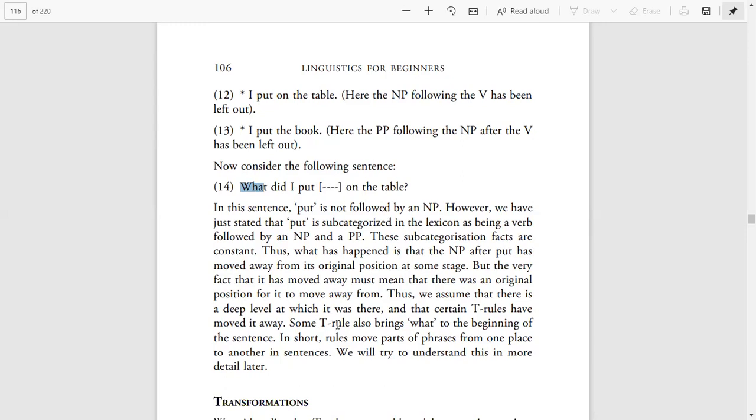Some T rules also bring what to the beginning of the sentence. In short, rules move parts of phrases from one place to another in a sentence. We will try to understand this in more detail later. Yes, there are so many other examples in which we can apply transformation rules on phrases, sentences, clauses, etc.